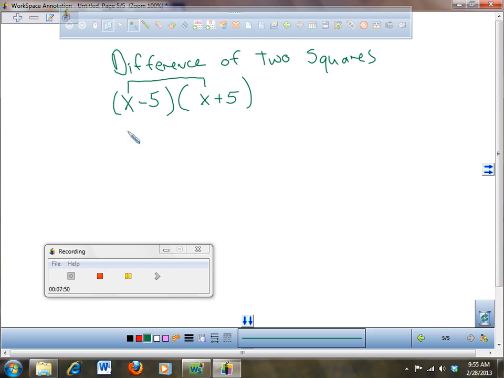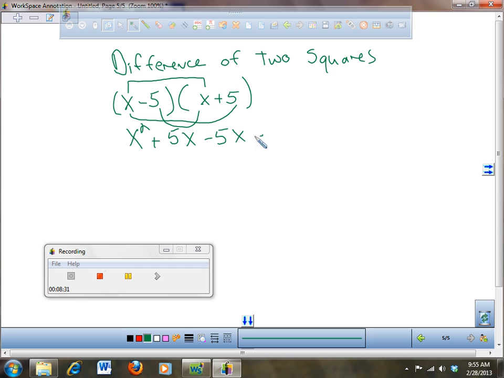2 first terms, x squared. 2 outer terms, what do I get? What's 5 times x? 5x. The 2 inner terms, what's minus 5 times x? Negative 5x. And what's negative 5 times positive 5?